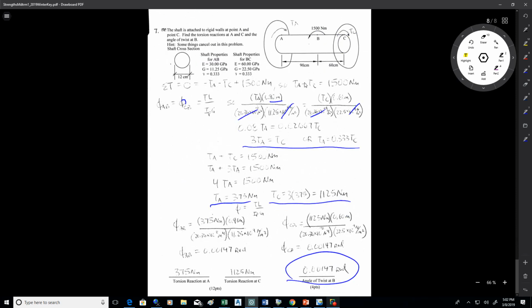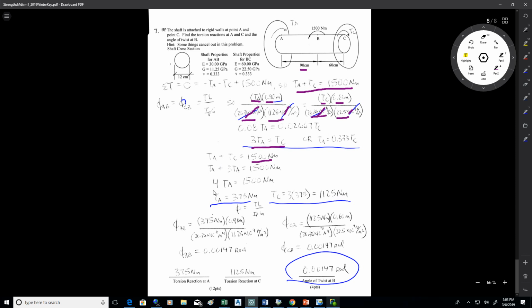The last one here is indeterminate, so TA plus TC is 1500, the applied torsion. And then you know that the angle measured from A to B is the same angle as is measured from C to B, and it's TL over IG. So put in the unknown TA times its length, 0.9, divided by I, divided by its G. Do the same thing for C, TC times its length times I, divided by I, divided by G. I just canceled the I's, they're the same, and I canceled the 10 to the 9s, and I get that 3TA is TC.